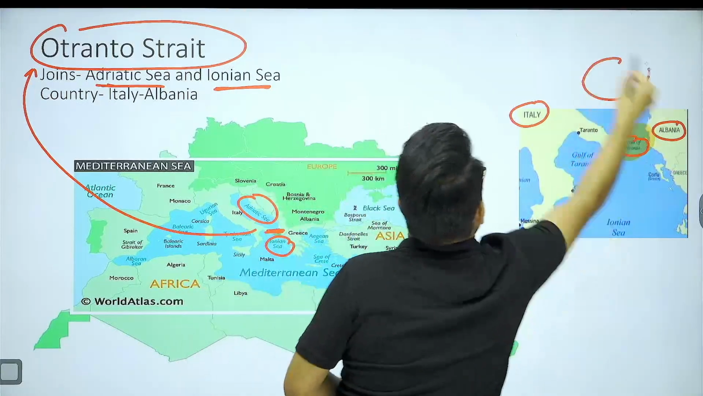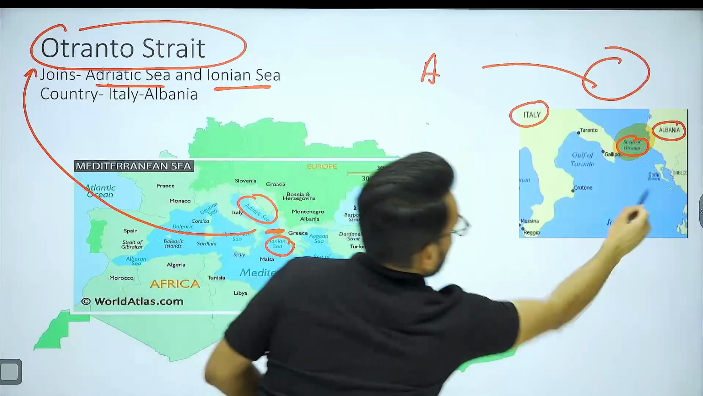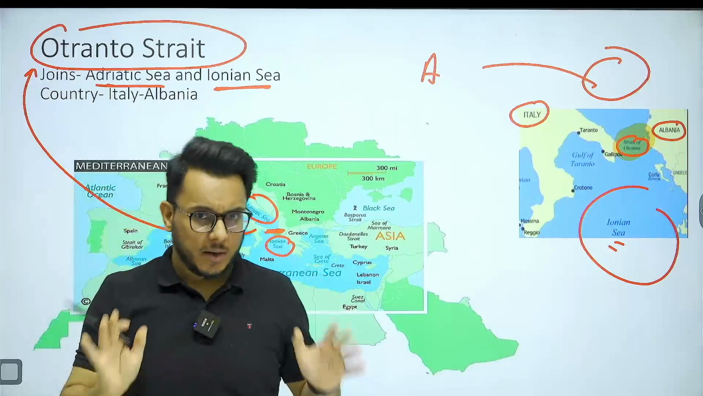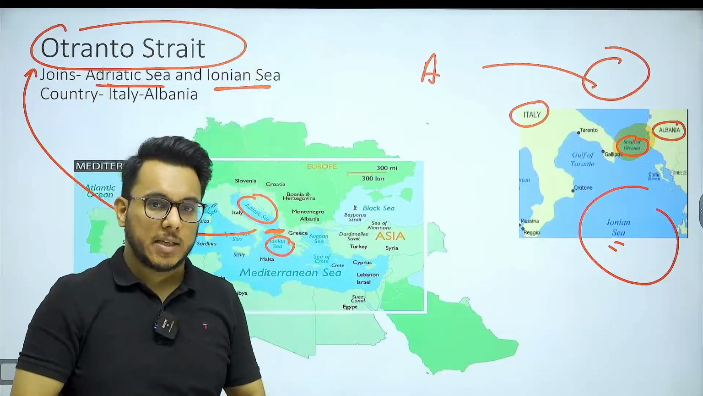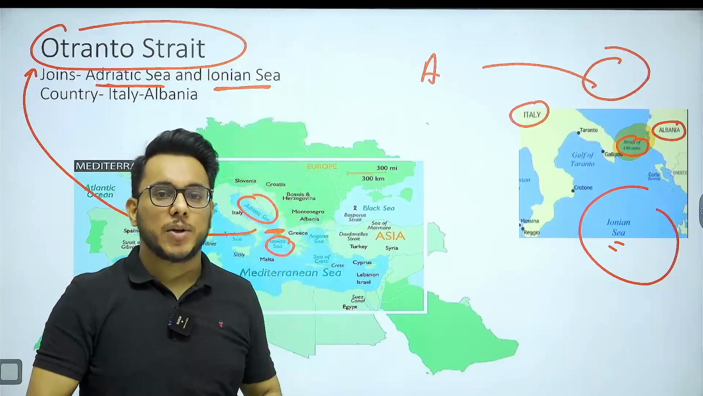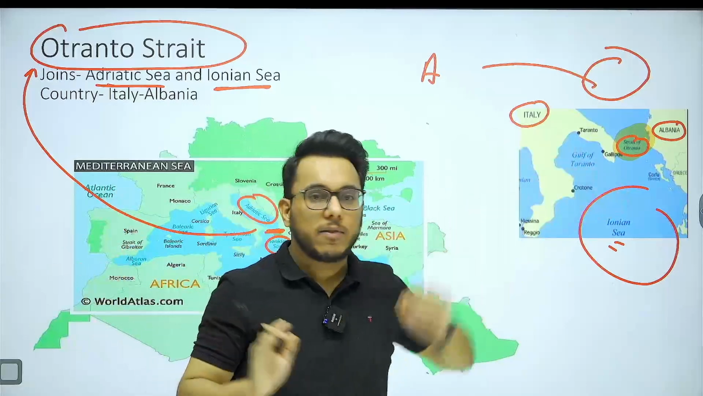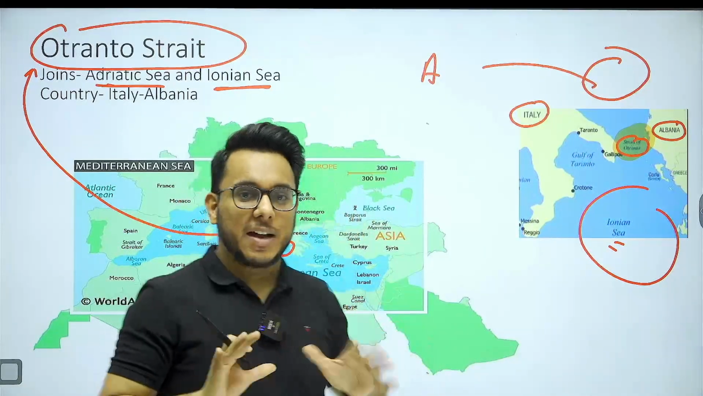Here we have the Adriatic Sea and here we have the Ionian Sea. Just pause for a minute. The Adriatic Sea is in the north, the Ionian Sea is in the south. Then towards the west we have Italy, then we have Albania. Fine. From my perspective, I am telling you the directions.